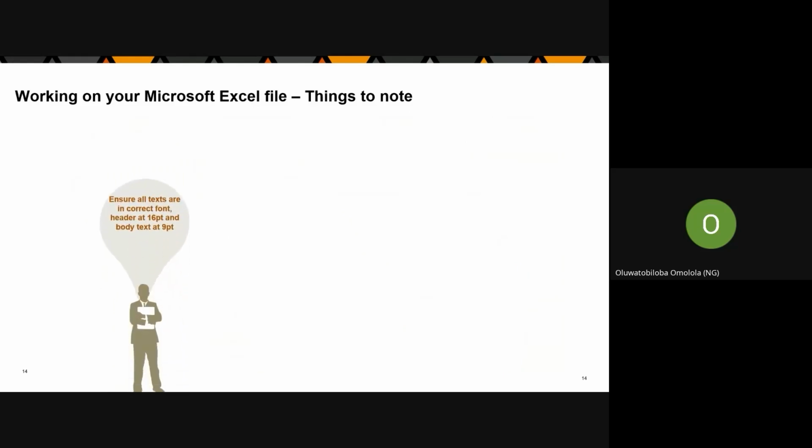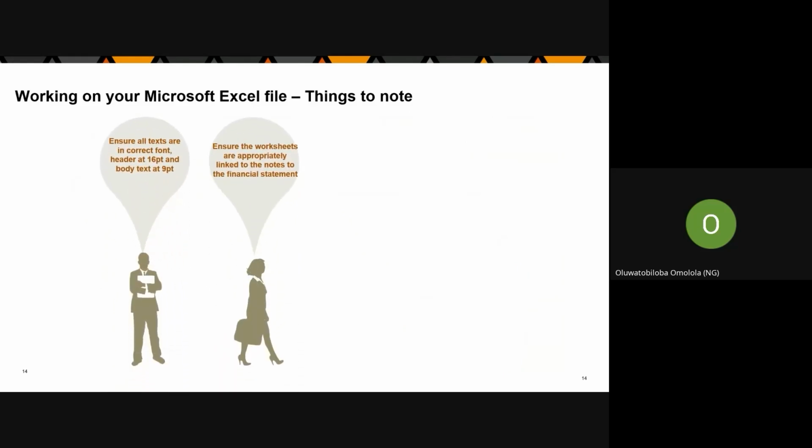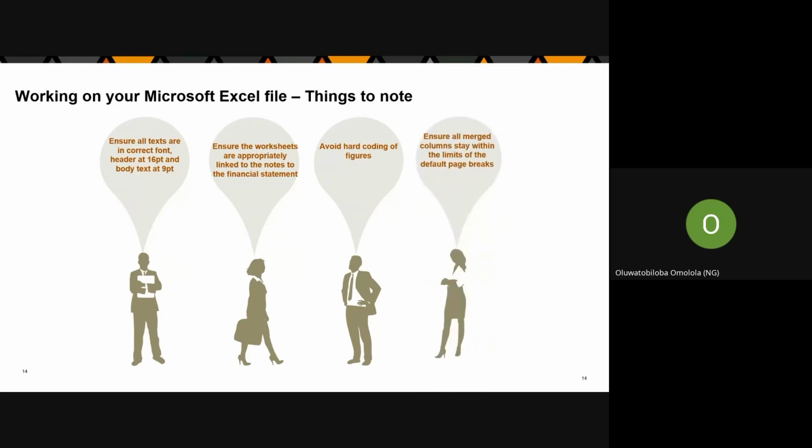Then ensure that all your text is in the correct flow for presentation. Very important. Ensure that all the worksheets are linked properly, and avoid hard coding of numbers in your financial statement. You don't hard code any number. When we say hard coding, I know that 2 times 2 is equal to 4. Whenever I do 2 times 2, I'm not going to just write 4 by myself. I will make sure that I put a formula that shows that 2 times 2 is equal to 4.